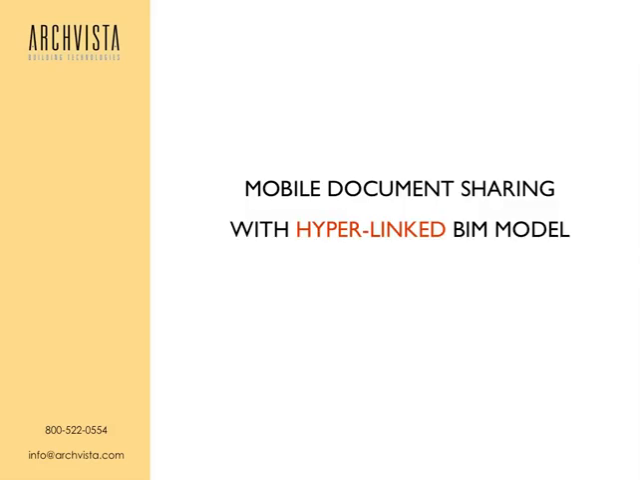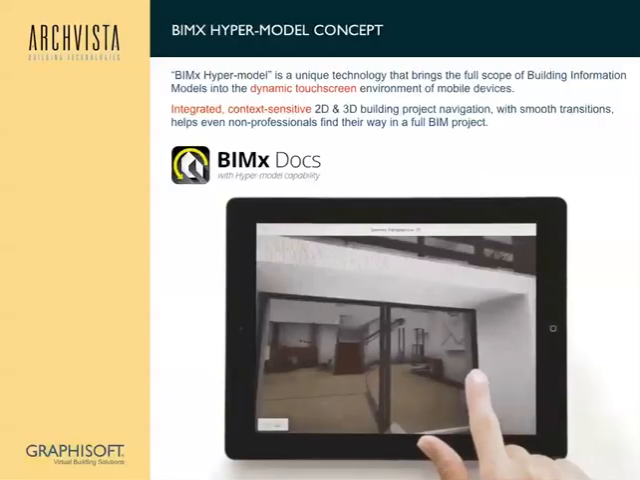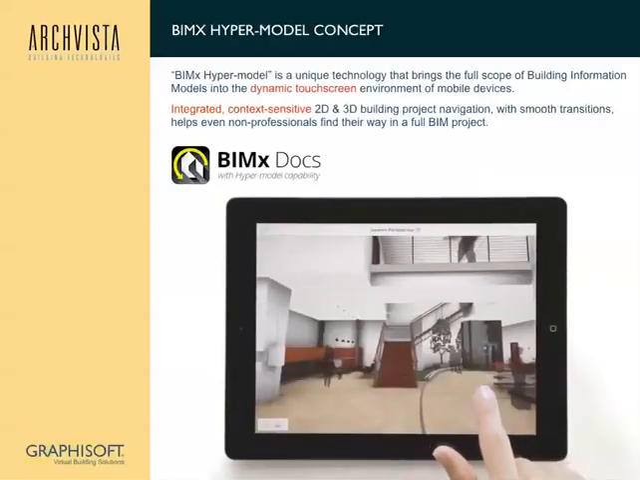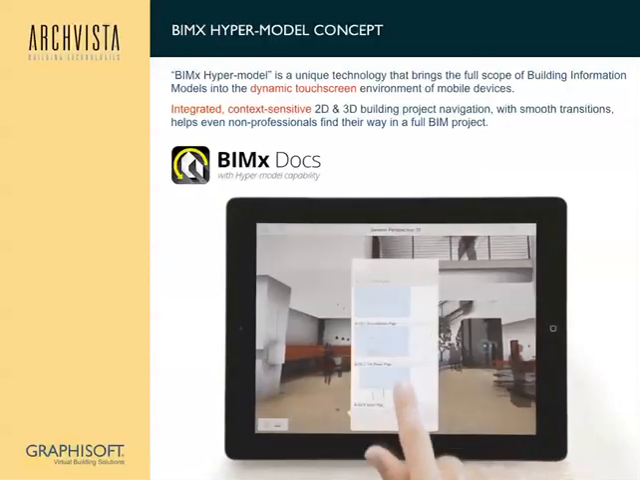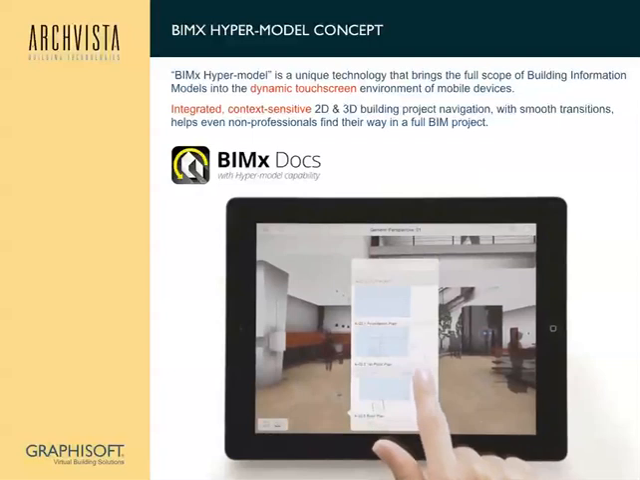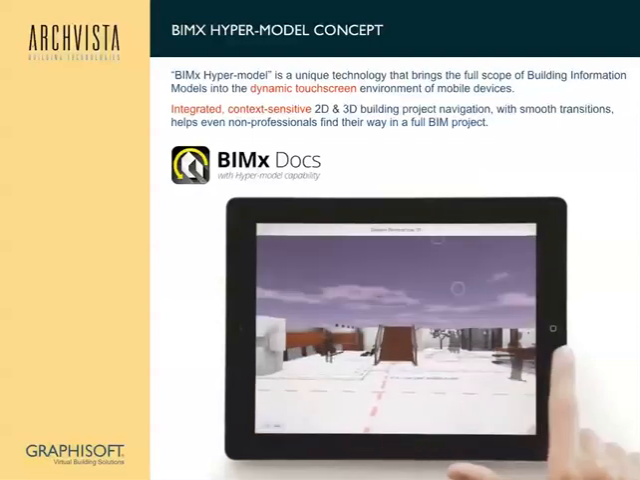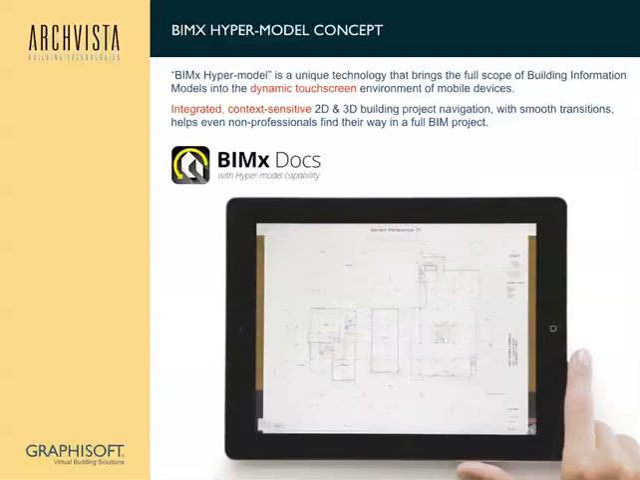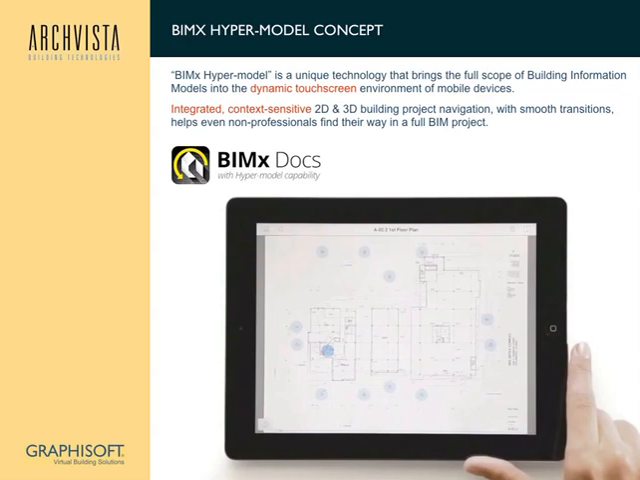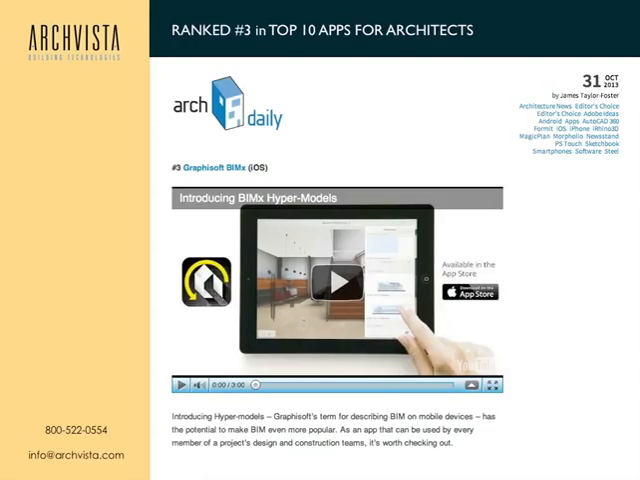And finally is mobile document sharing with Hyperlink BIM model. This is new to ArchiCAD 17, and was recently introduced about 2 months ago. This is BIMx Docs with what they call hypermodel capability. This allows you, in a dynamic touchscreen environment, to connect your 3D model with your 2D documentation. This is an extremely powerful new system that has won several awards and is now being seen as an opportunity to be used in the field for construction as well as for presentations. As I mentioned, it was just recently ranked number 3 in the top 10 apps for architects by ArchDaily.